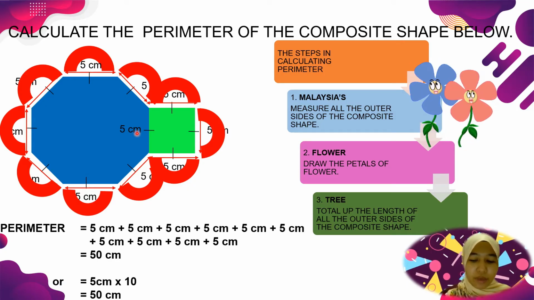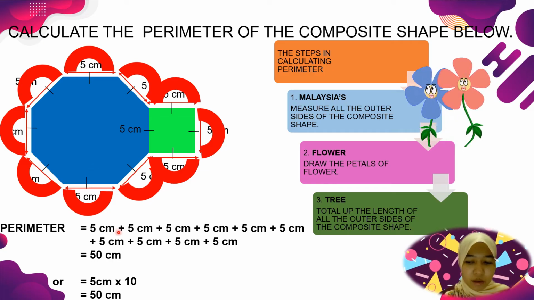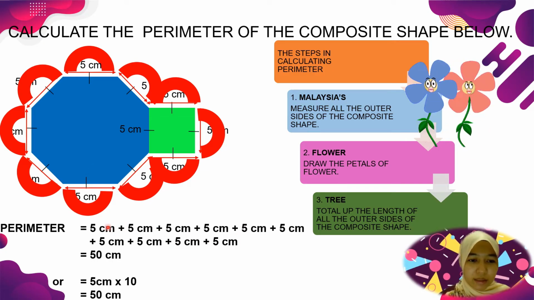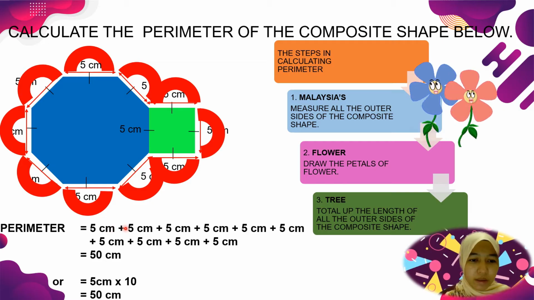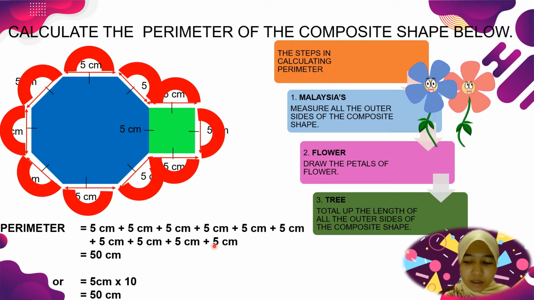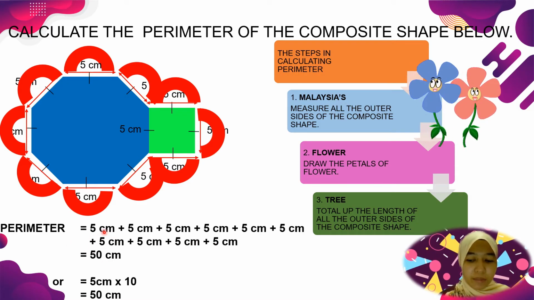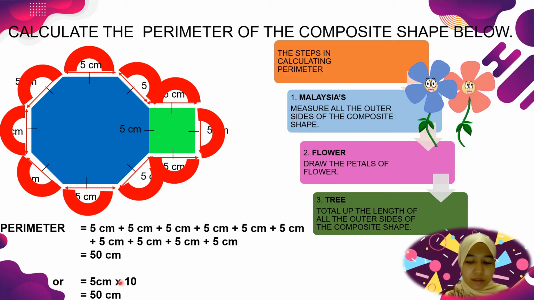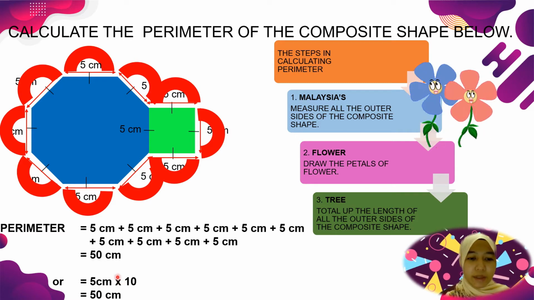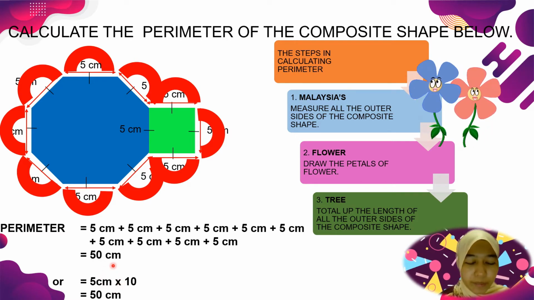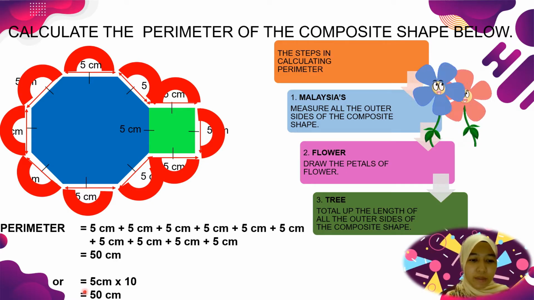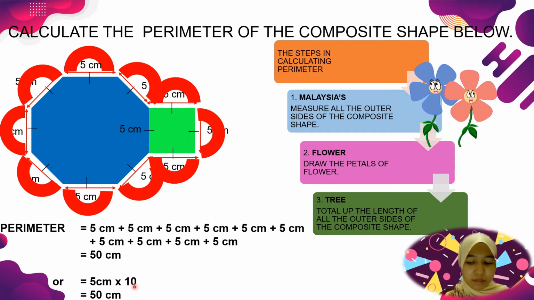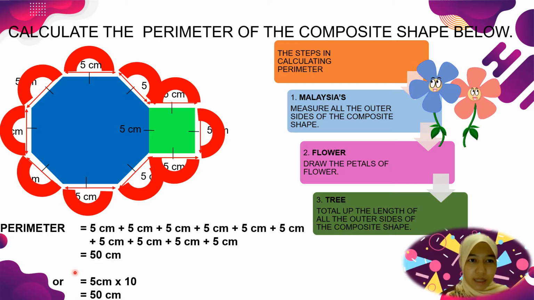Okay, we can total up 5 cm for 10 times. It's like this, okay? 5 cm, 10 times. 1, 2, 3, 4, 5, 6, 7, 8, 9, and 10. It equals 50 cm. Or, you also may write it by using multiplication, since multiplication is used for repeated addition. 5 cm times 10 equals 50 cm.